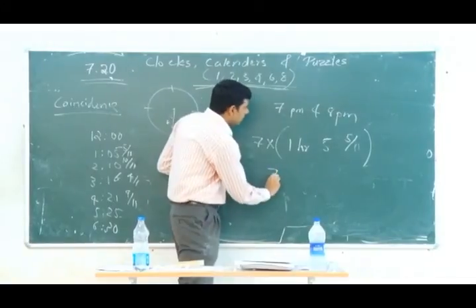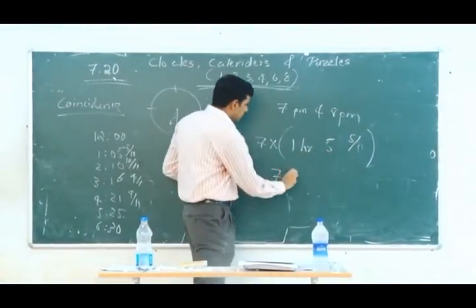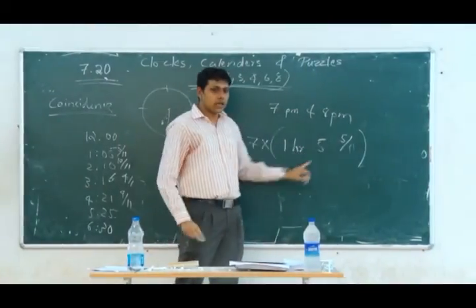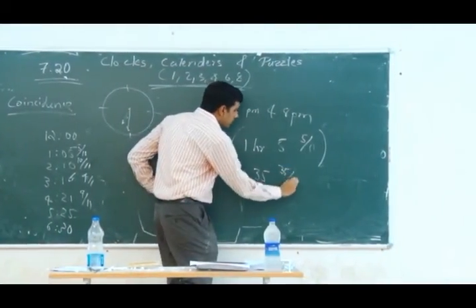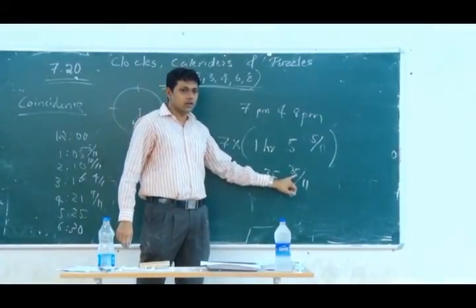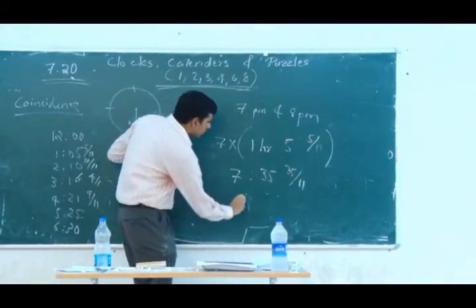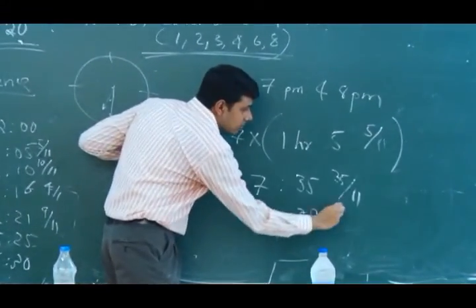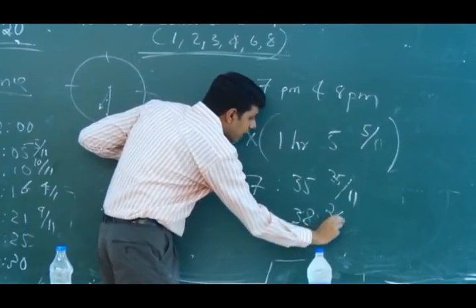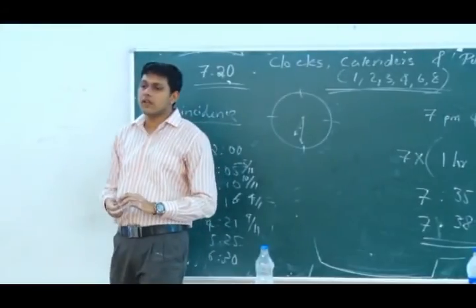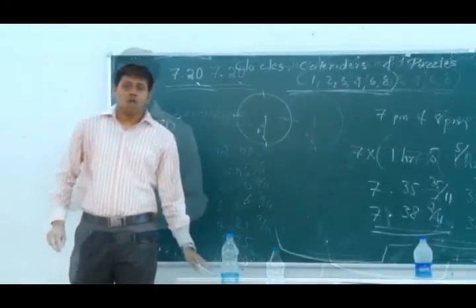7 into 5 is 35. 7 into 5 again, 35 by 11. 11 will go 3 times in 35, 11 into 3 is 33. So this will be 7, 35 plus 3, 38. Remainder is 2 by 11. 7:38 and 2 by 11 is the time when we have the coincidence.